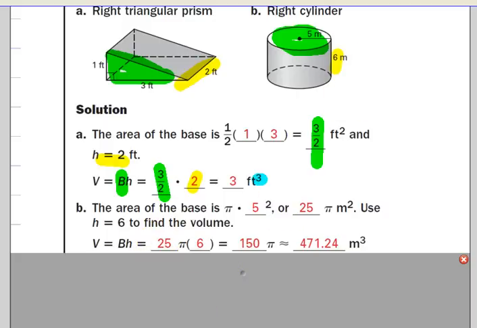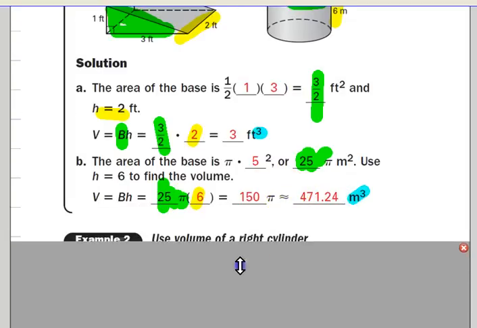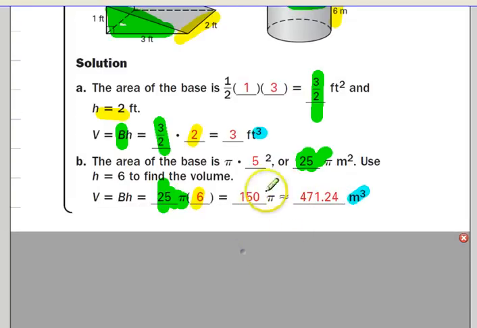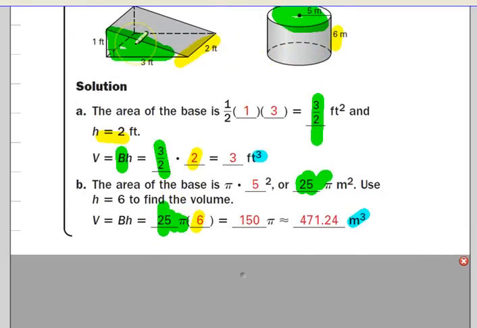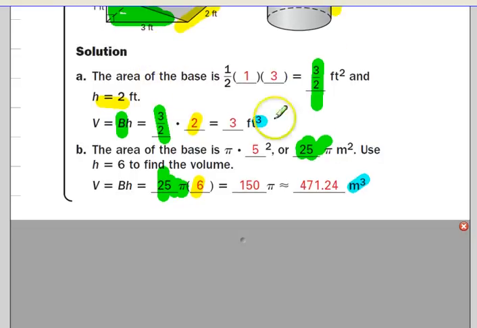Here we have our area of the base, which is 25 pi, and we have our height, which is 6 meters. And so we multiply that together and we get exactly 150 pi, or around 471.24. And again, cubed. Don't forget the cube part, because it's a number of cubic units. So that means around 471 of those unit cubes will fit into this shape. Okay, well, around 3 of these unit cubes, feet cubed, will fit into the prism.